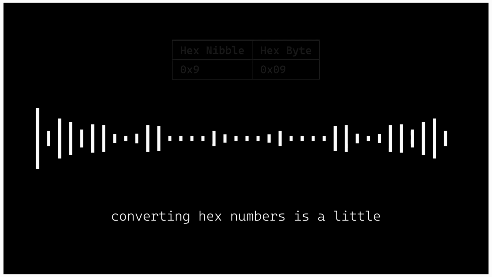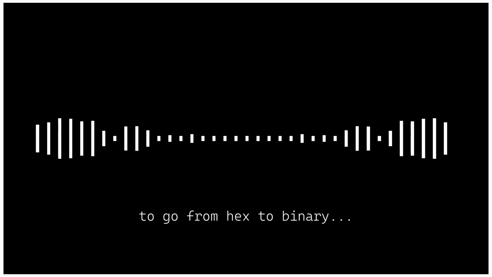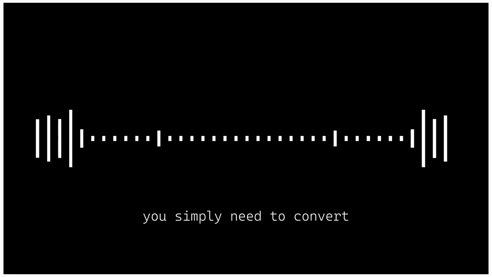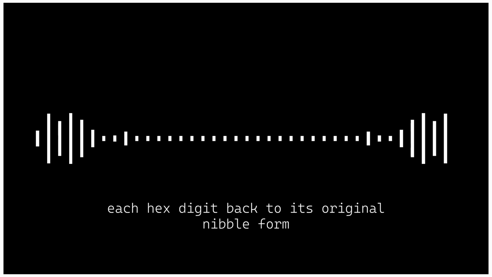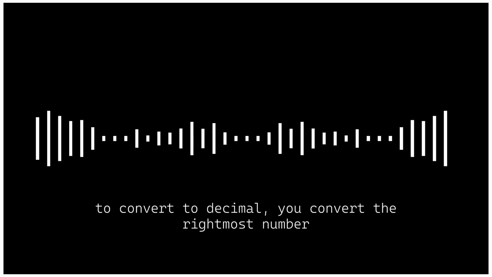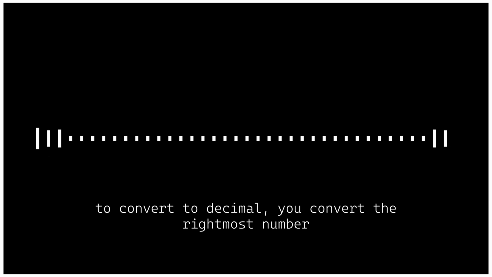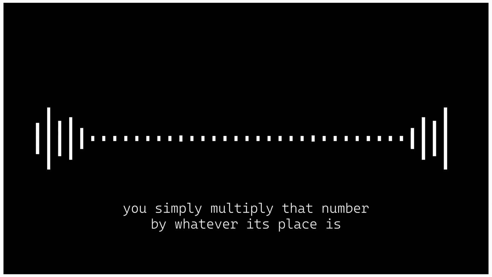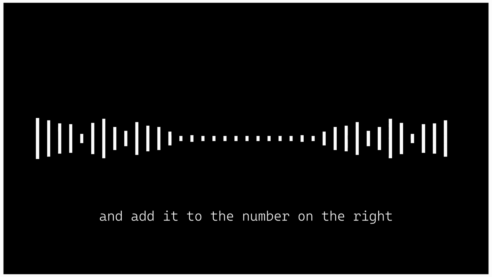Converting hex numbers is a little less intuitive, but to go from hex to binary, you simply need to convert each hex digit back to its original nibble form. To convert to decimal, you convert the rightmost number, and if there is a number to the left of it, you simply multiply that number by whatever its place is, and then add it to that number to the right.